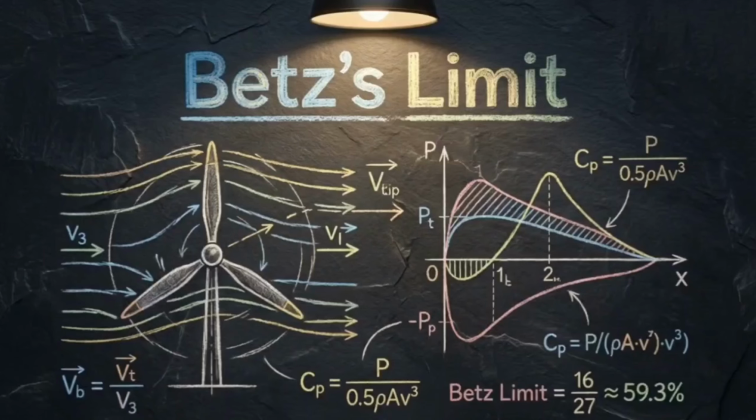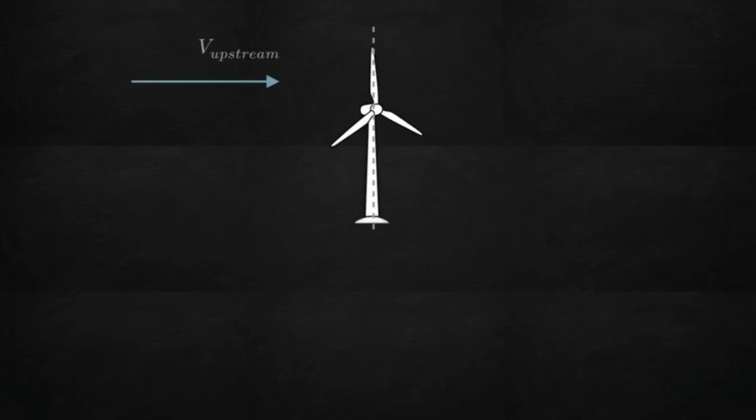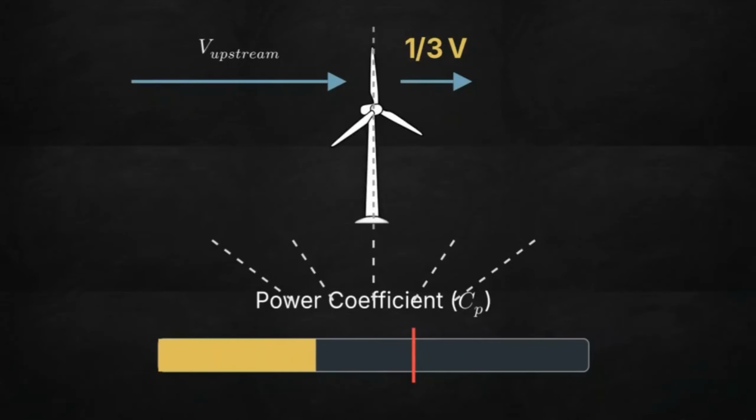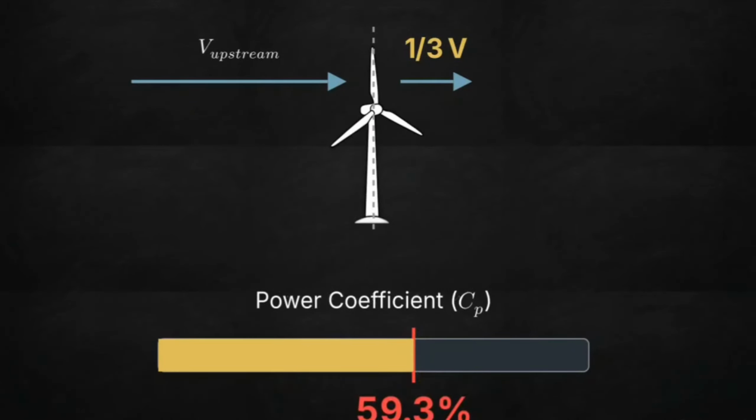In 1919, physicist Albert Betz published a mathematical proof governing this exact balance of extraction. Betz proved that peak power generation only occurs at a specific velocity drop ratio. The downstream wind speed must be reduced to exactly 1/3 of the upstream speed. Engineers measure this extraction efficiency using a metric called the power coefficient, or CP. Factoring in Betz's optimal ratio, the absolute theoretical maximum of this coefficient calculates to 59.3%.